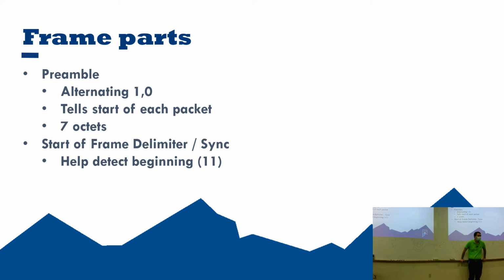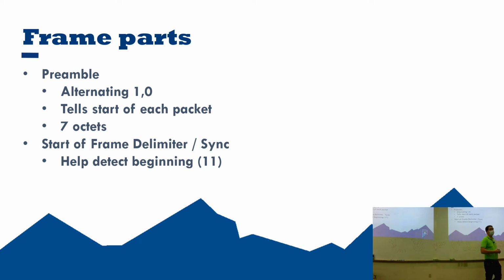So the preamble is going to be alternating ones and zeros. The purpose of this is to tell where the start of the packet is. In total, this is going to be 7 octets, so it's going to be quite a long thing. If we think about an octet, it's going to be 1, 0, 1, 0, 1, 0, 1, 0. 7 of those. Okay?